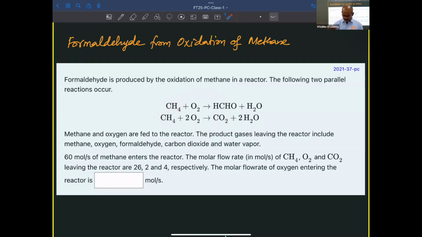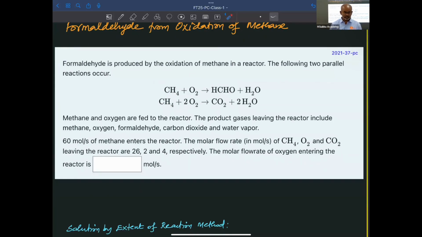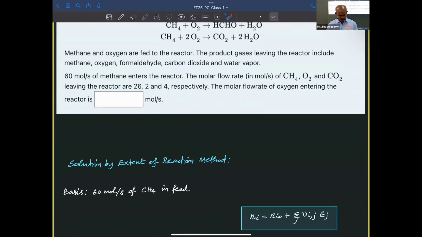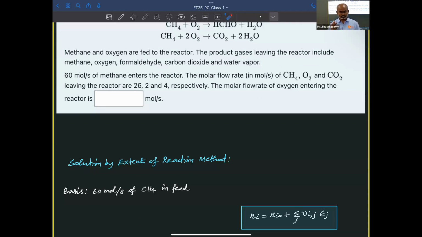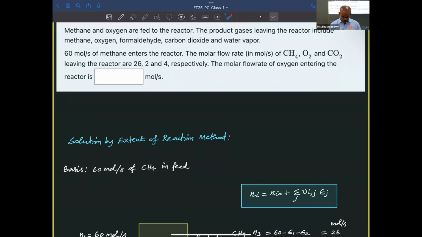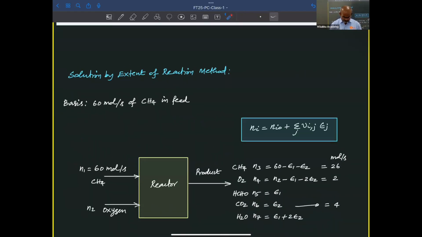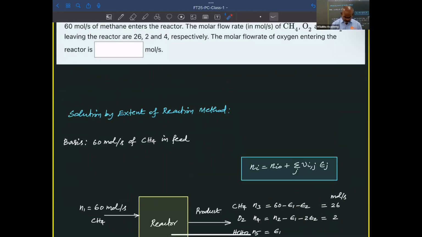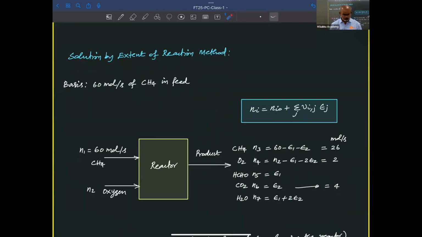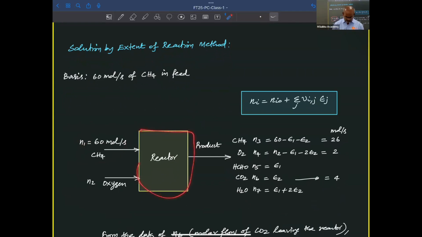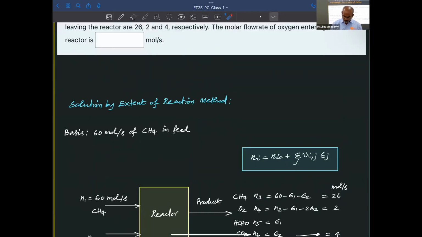You can use any other method, but the method you are going to learn, namely extent of reaction and atomic balance, will help you solve the problem in a systematic way. We have this data: 60 moles of methane entering the reactor. You can nicely put a schematic. Methane and oxygen are entering, and the product has methane, oxygen, formaldehyde, and CO2. All the contents involved in the chemical reactions are there in the product.